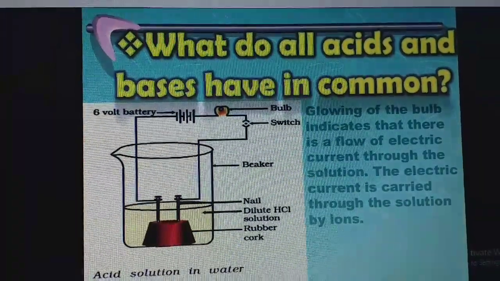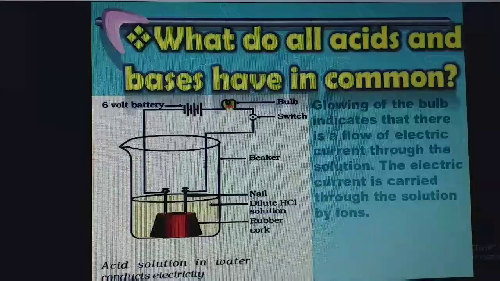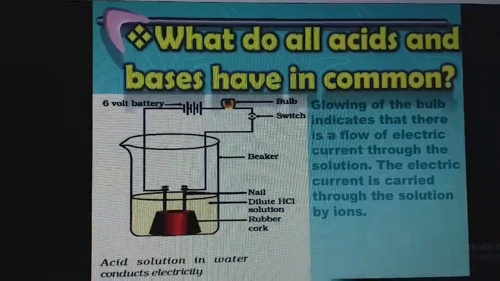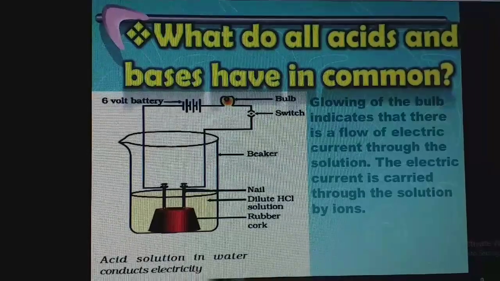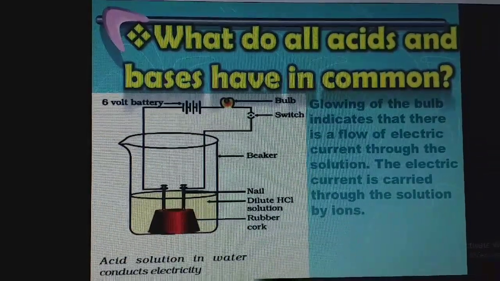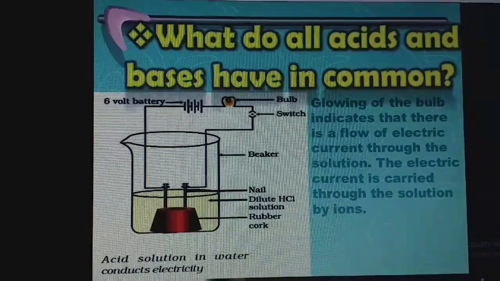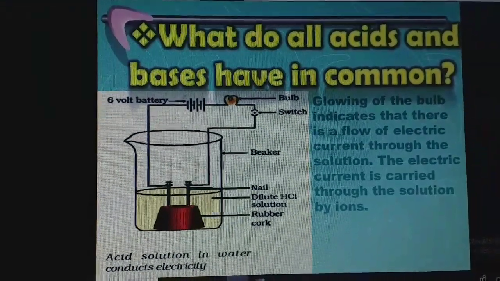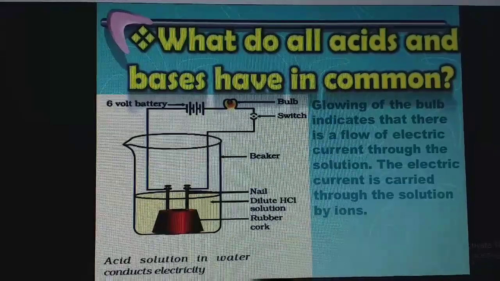And what do all acids and bases have in common? How will you identify it is acid, it is base? Using a litmus indicator paper, you can test it. Other way, how will you test whether it is acid or base? What is there actually in them? Why do they show those color changes?